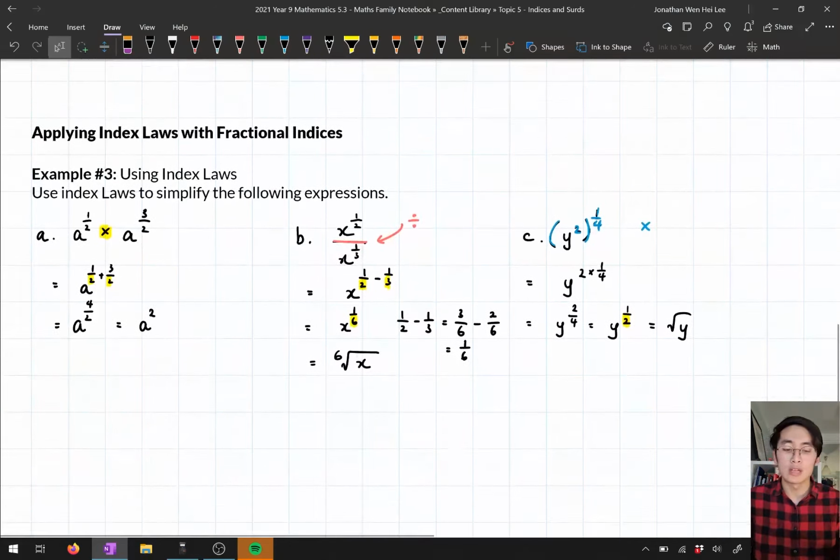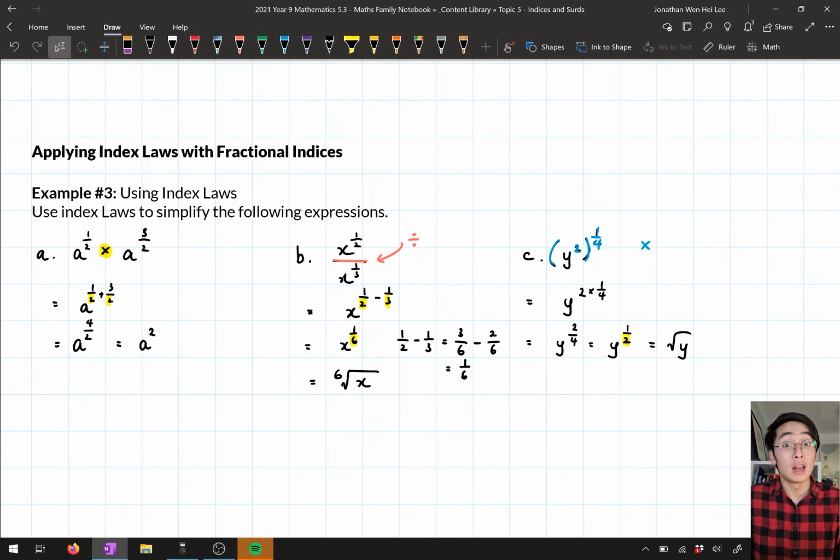And finally, we looked at applying our index laws along with our fractional indices. So the first example, when we multiplied indices, we actually had to add them. The second one, when we divided indices, we subtracted them. And the final one, when we took a power of a power, we multiply.